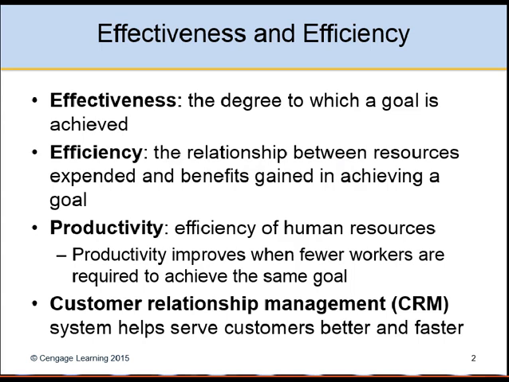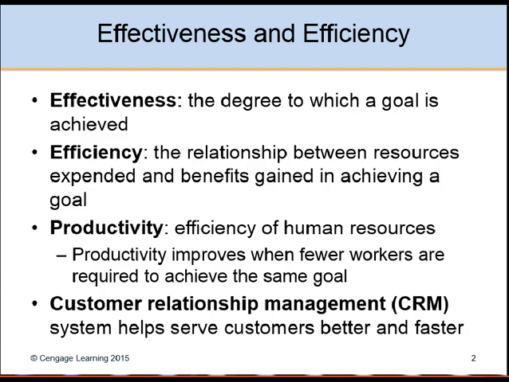Information technology makes work more effective, more efficient, or both. Effectiveness is the degree to which a goal is achieved, and efficiency is the relationship between resources expended and benefits gained in achieving a goal. Efficiency can be equated to benefits divided by costs. One system is more efficient if its operating costs are lower for the same or better quality product.